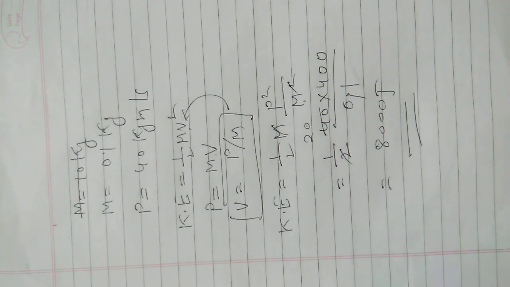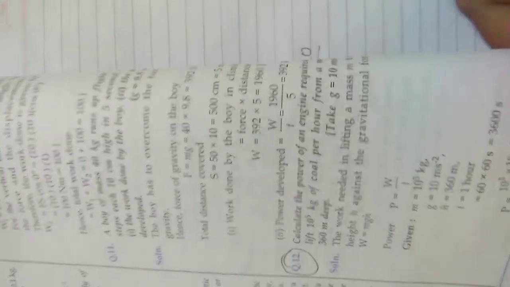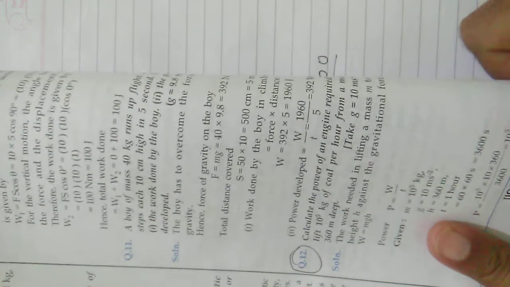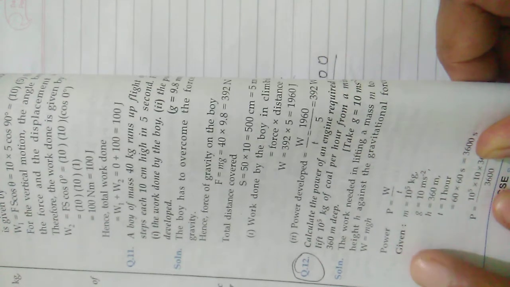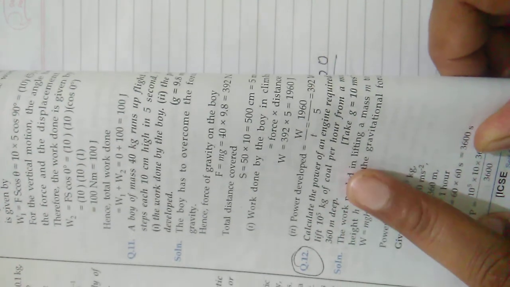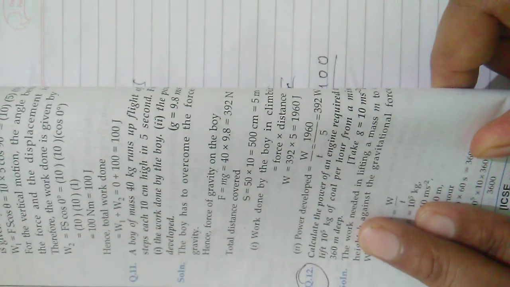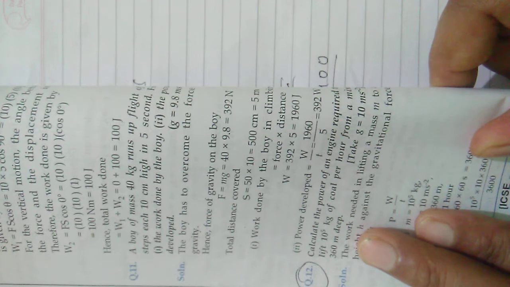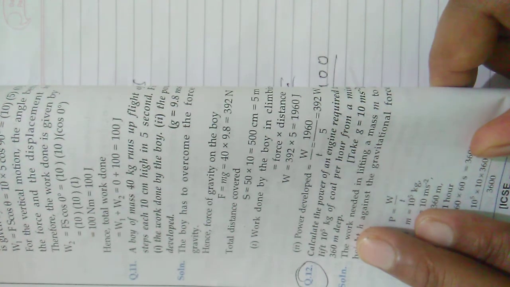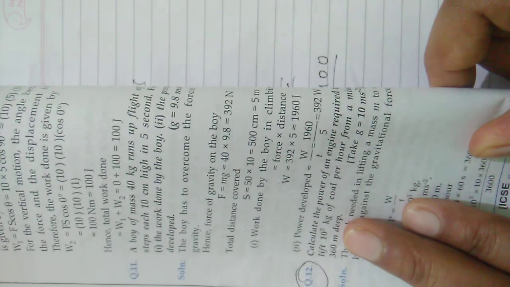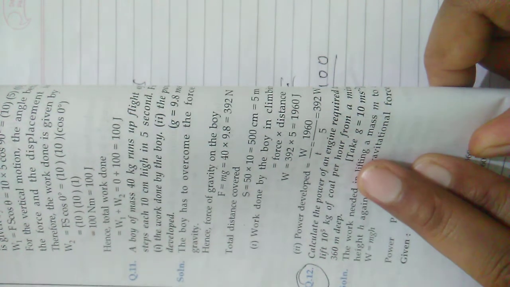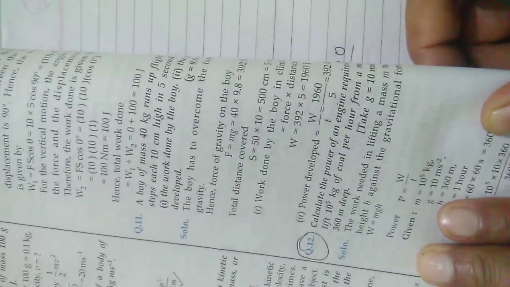Now coming to the next question. It is question number 12 according to this book. In this question, he is saying: calculate the power of an engine required to lift 10^5 kg of coal per hour from the mine 360 meter deep. The mine is 360 meter deep. That means this is the value of h, or we can say this is the value of s. And the mass is 10^5 kg and time is given to us as 1 hour. By using this, we have to calculate the power of the engine.